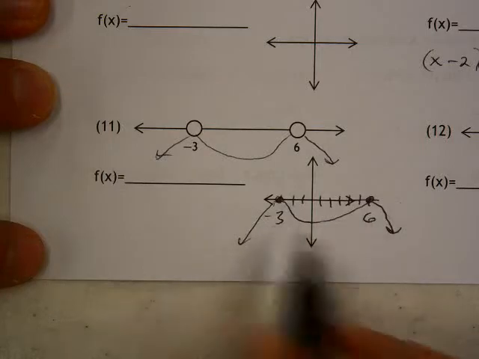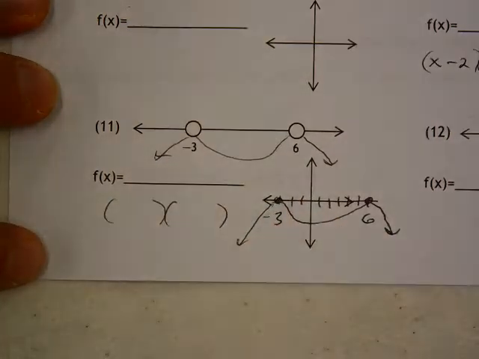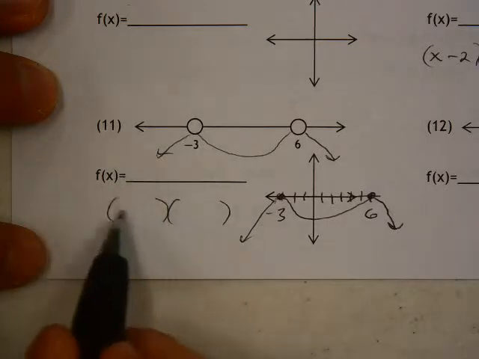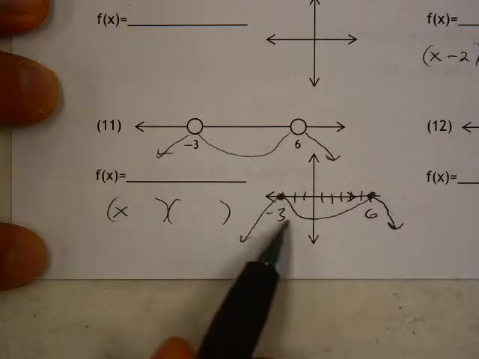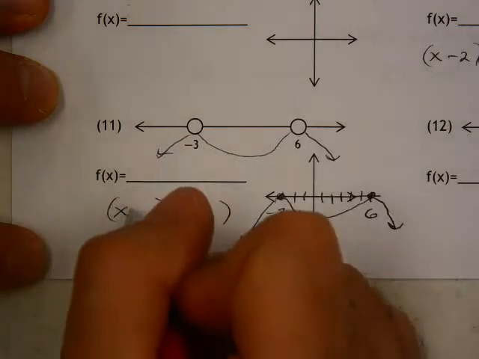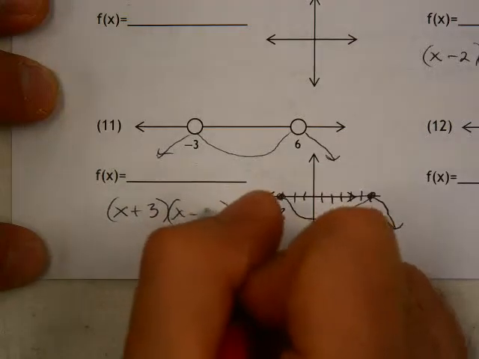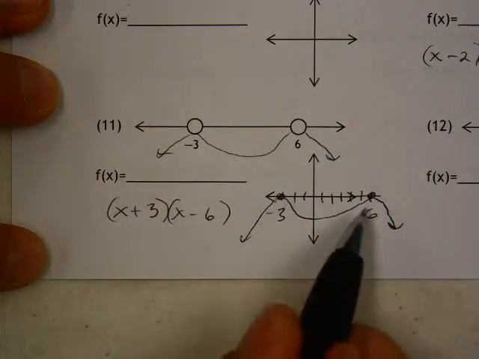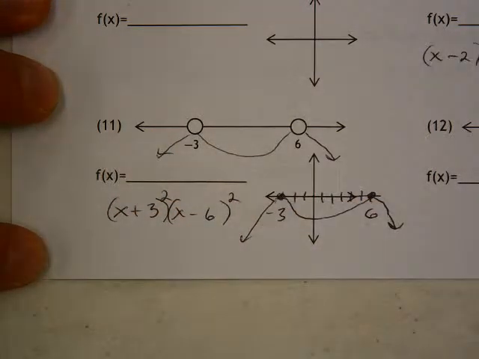Now there's only two intercepts, which tells me that I only need two factors in this equation. f of x equals, there's my two factors. x, now this again, -3 becomes x + 3. The +6 becomes x - 6. And again, remember that since they were both bounces, that means both factors have to be raised to the second power.